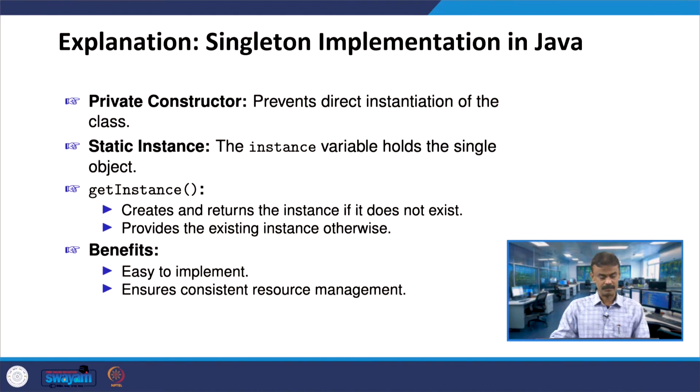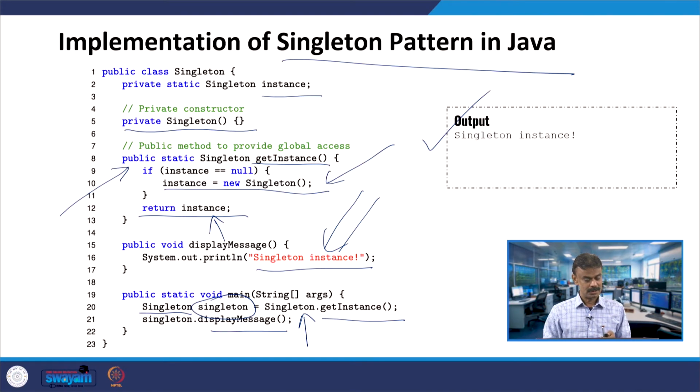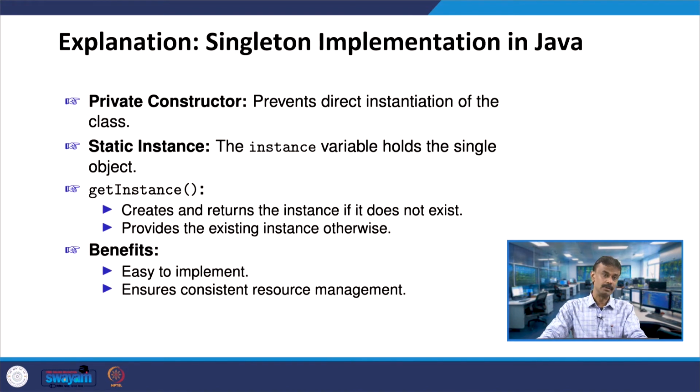So, here similar. I had the private constructor in the case of Java. So, this prevents direct instantiation of the class. Right. So, I cannot directly instantiate an object. That is why, in line number 5, you have the private constructor, exactly the same as what we had seen in the case of C++, and here you have a static instance.